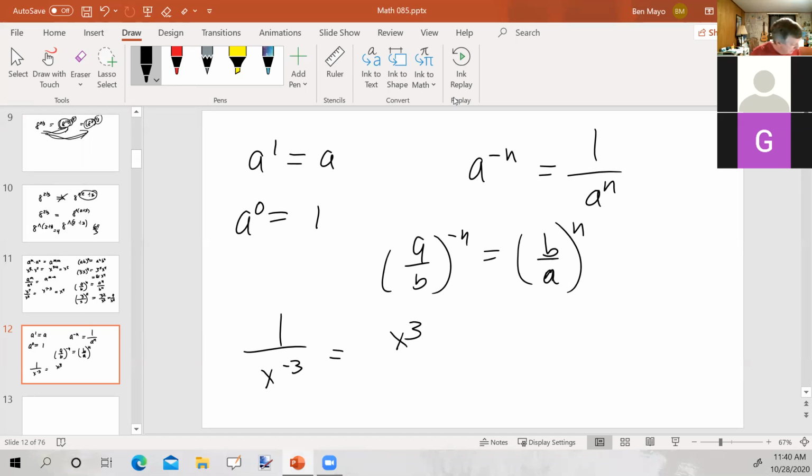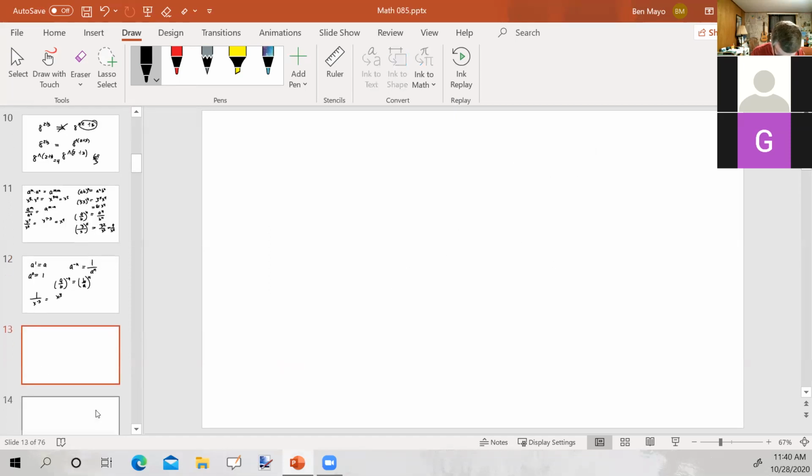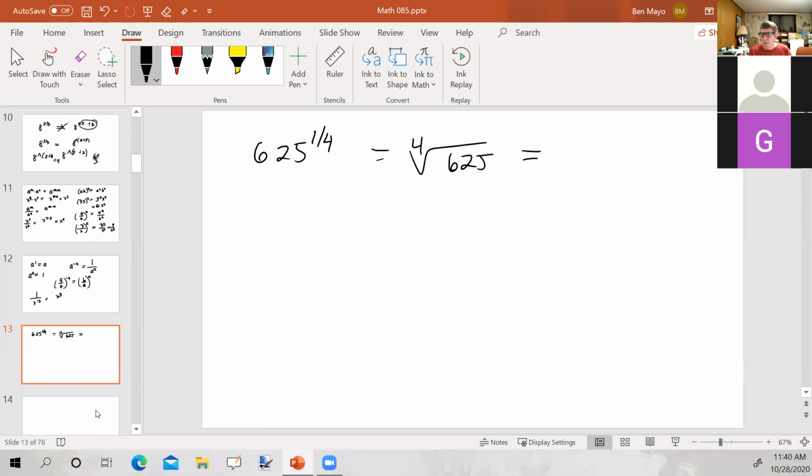Put on my glasses so I can see. 625 to the 1/4 power. So that's the equivalent of the 4th root of 625. So what would the 4th root of 625 equal? Tell you what, let's find it on our calculator. It's 5. Okay, we're good.